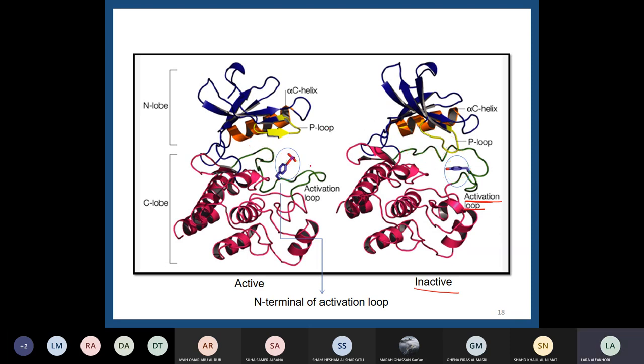لاحظوا إنه the space here of the entrance to the ATP binding site now is way more available or accessible to ATP to come in and bind versus the inactive conformation. لاحظوا كيف بيكون عندي the glycine rich loop والactivation loop وكأنهم they are blocking the entrance to the ATP binding site.